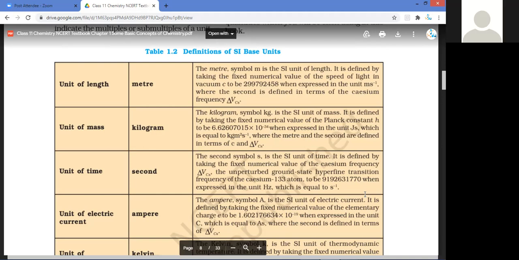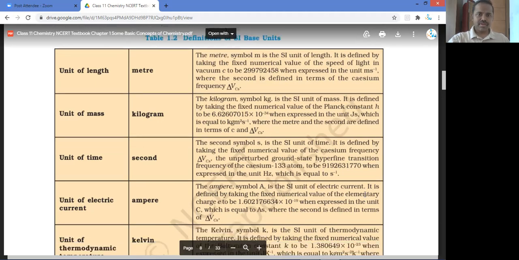Meter is defined by taking the fixed numerical value of the speed of light in vacuum, c, when expressed in the unit meter per second. So m s power minus 1 is meter per second, that you know. Second is defined in terms of the cesium frequency, and kilogram.